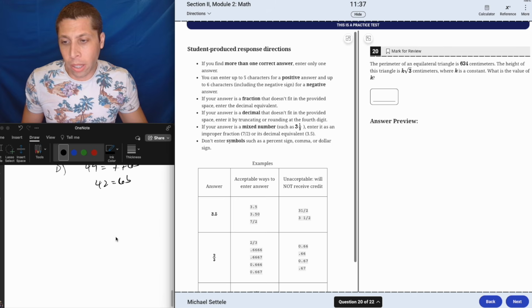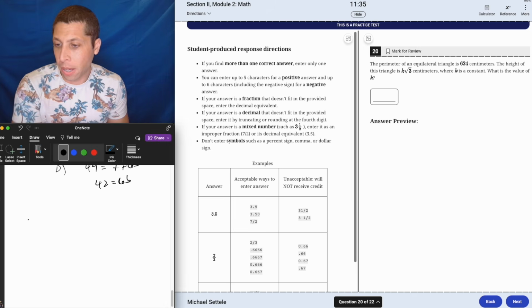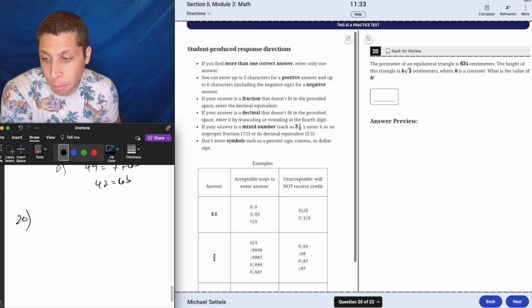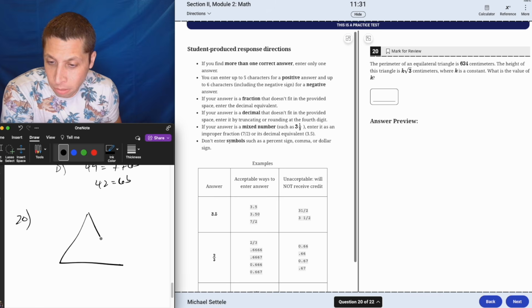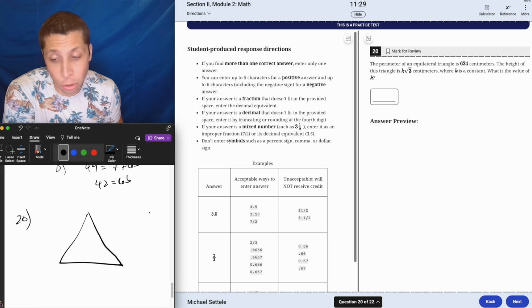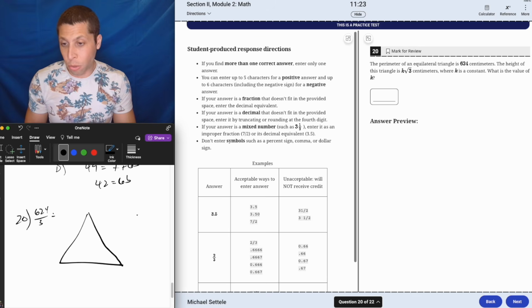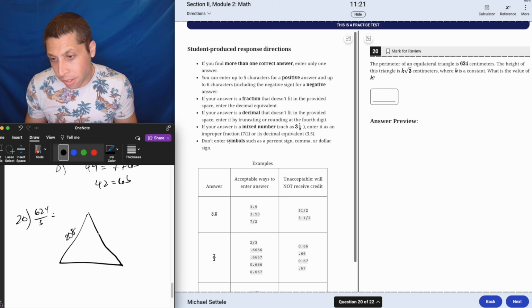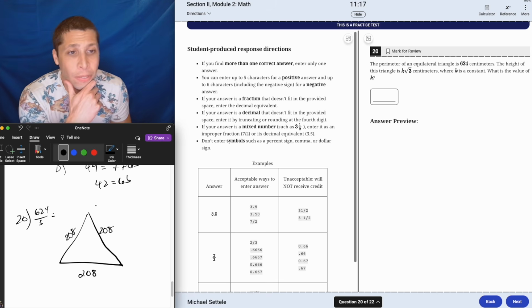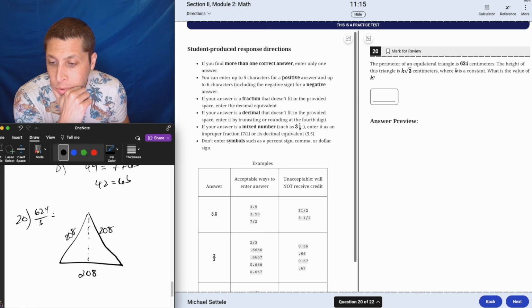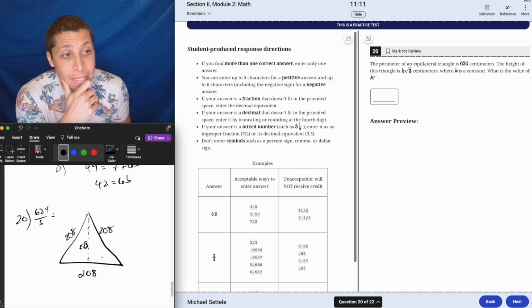Perimeter of an equilateral triangle, 30, 60, 90s, I bet. Okay. Perimeter of an equilateral triangle is 624. So 624 divided by 3 is 208. 208, 208, 208. The height of the triangle is k root 3, where k is a constant. What's the value of k?